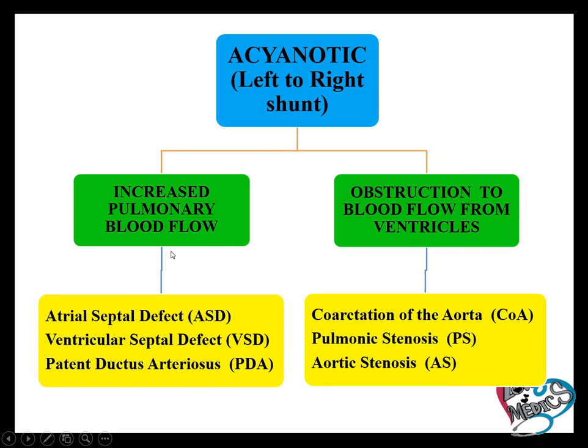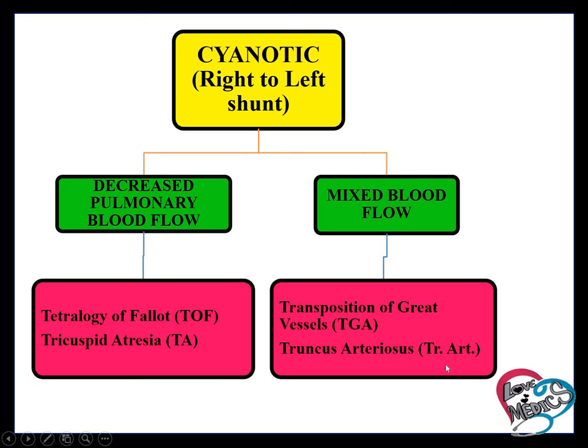Increased pulmonary blood flow. Some conditions increase the pulmonary blood flow. They are atrial septal defect, ASD, ventricular septal defect, VSD, patent ductus arteriosus, PDA, and obstruction to the blood flow from the ventricle. Some conditions obstruct the blood flow from the ventricle. They are coarctation of aorta, COA, pulmonary stenosis, PS, aortic stenosis, AS.